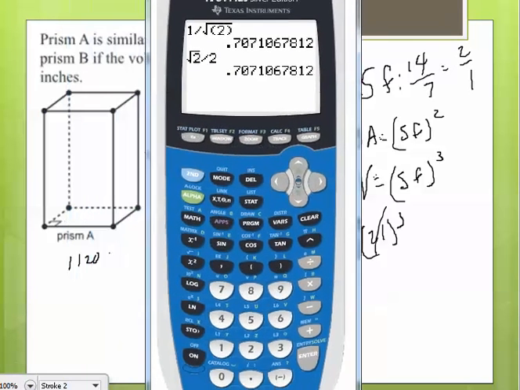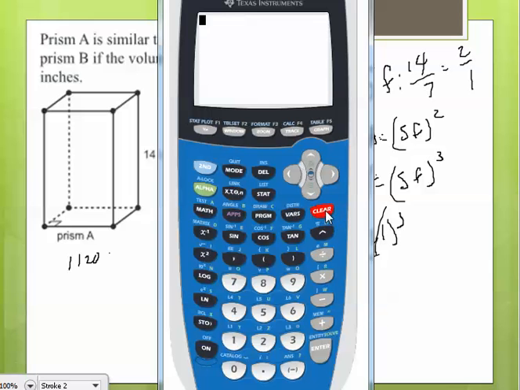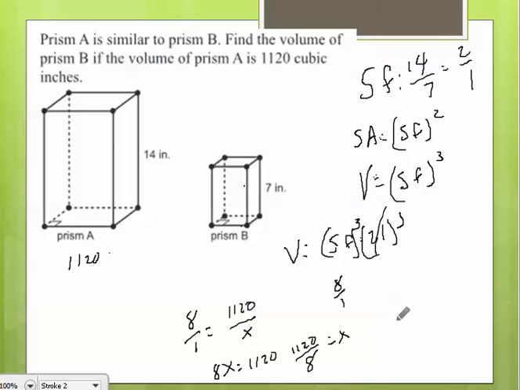So what I'm going to do is take a calculator here, clear it off. I'm going to take 1120 and divide it by 8. You hit enter on it, and you get 140. Guess what? My volume for the smaller prism there is 140 cubic inches. That's inches cubed. And that's how you can use that scale factor to do it.